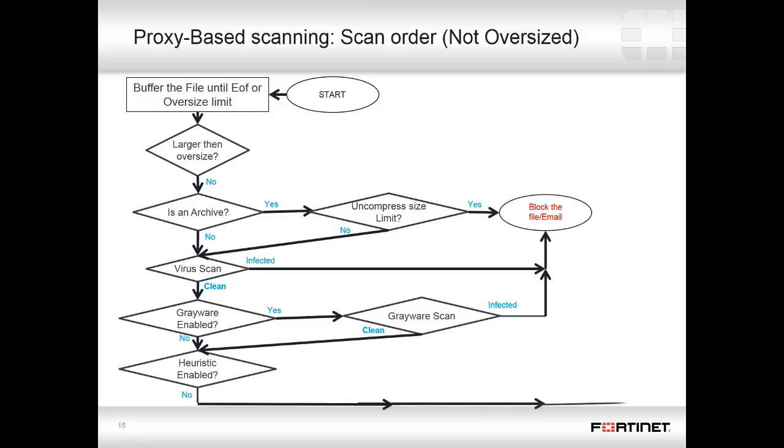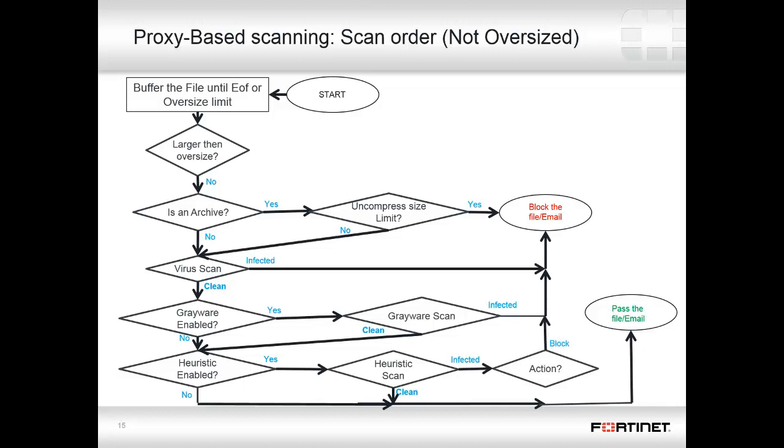Next, the unit checks to see if heuristic scanning is turned on. Assuming it is not, then there has been no detection so far and the file passes. If it is, the unit will perform the heuristic scan, and if there's no detection, the file will pass through. Heuristic scanning has a configurable action, so if there is a detection, then exactly what happens will depend on how it has been configured to operate.